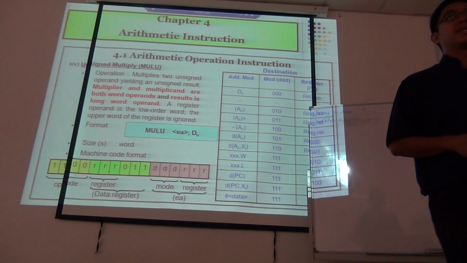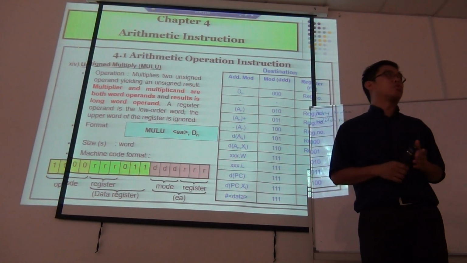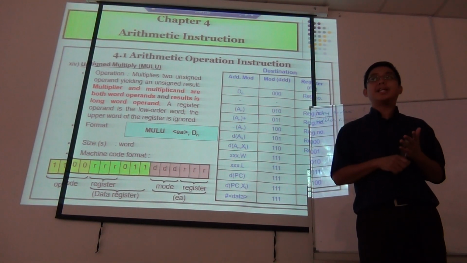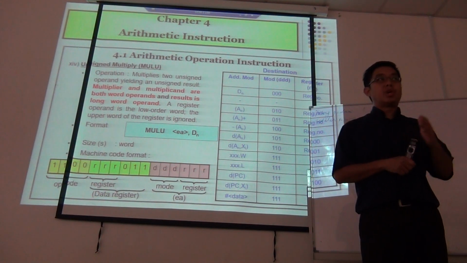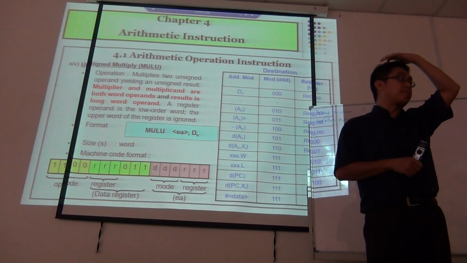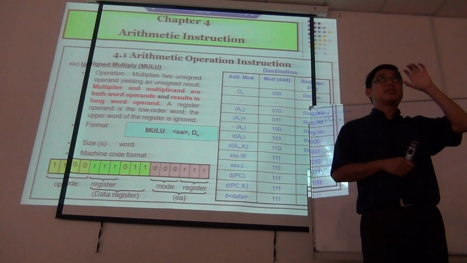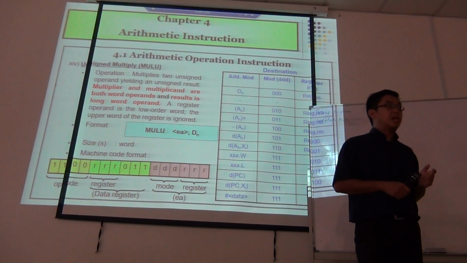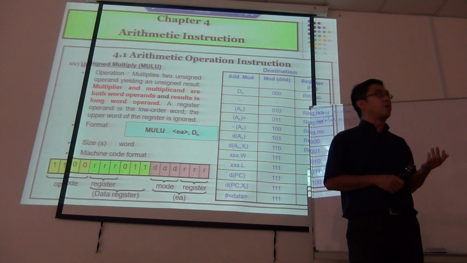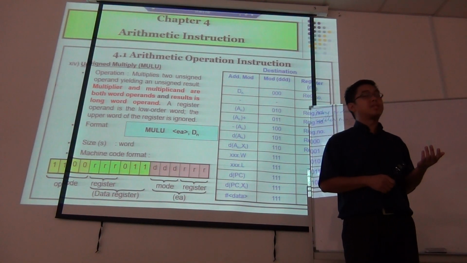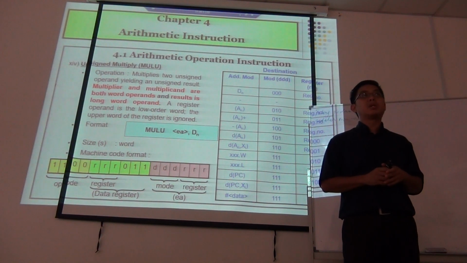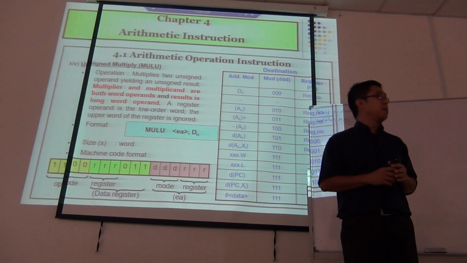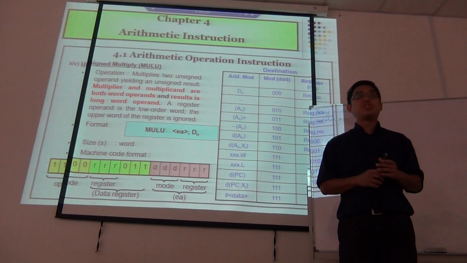So far we have completed the very basic two operations, which are add and sub. You have four types of add, you have four types of sub: add address, add immediate, and add quick. So we are going to proceed to two more arithmetic operations, which are multiplication and division.